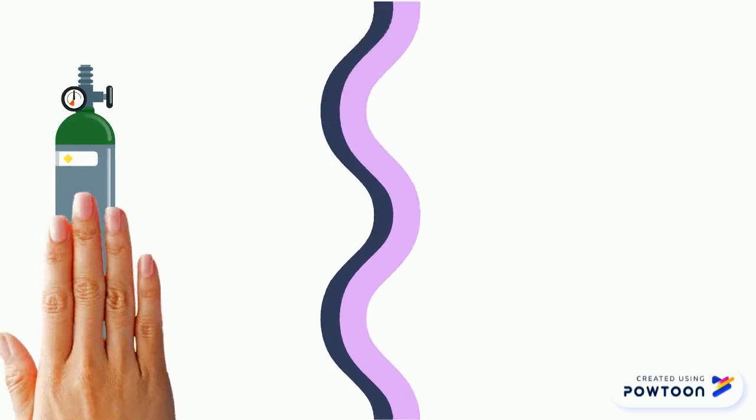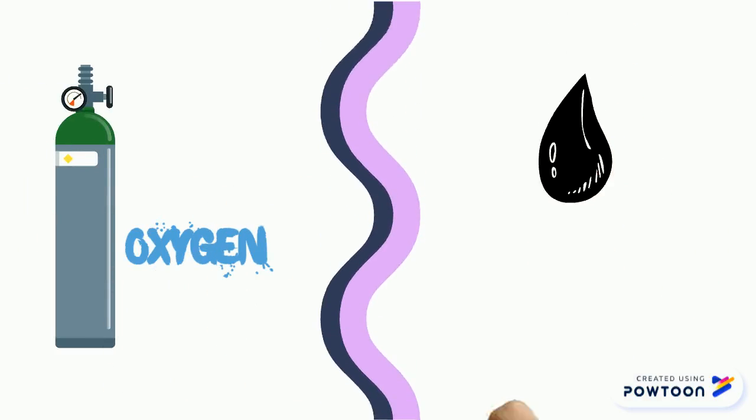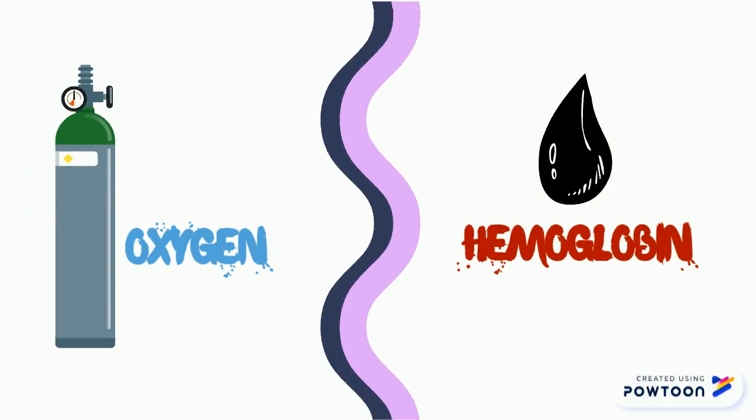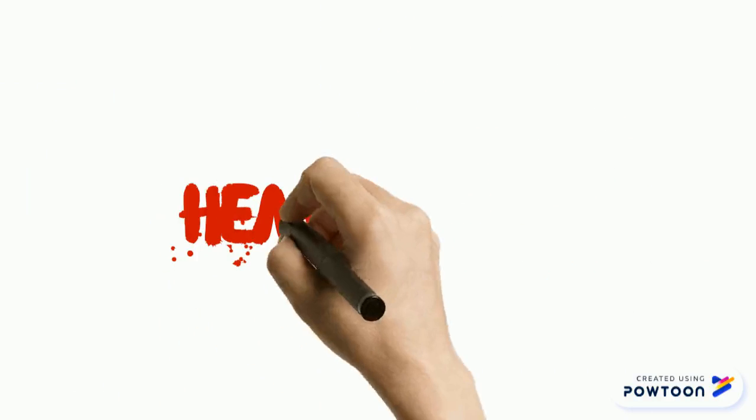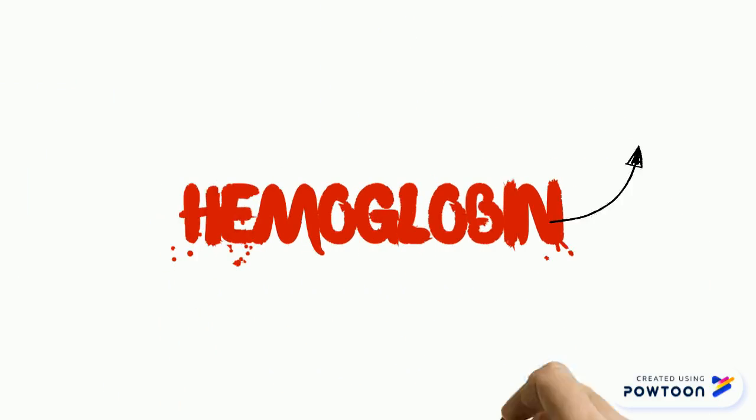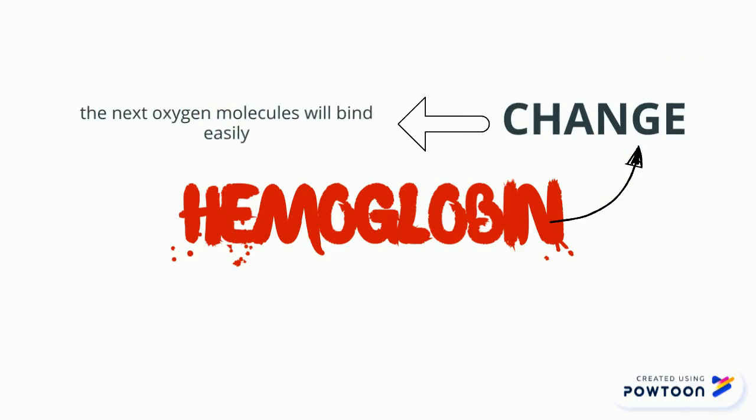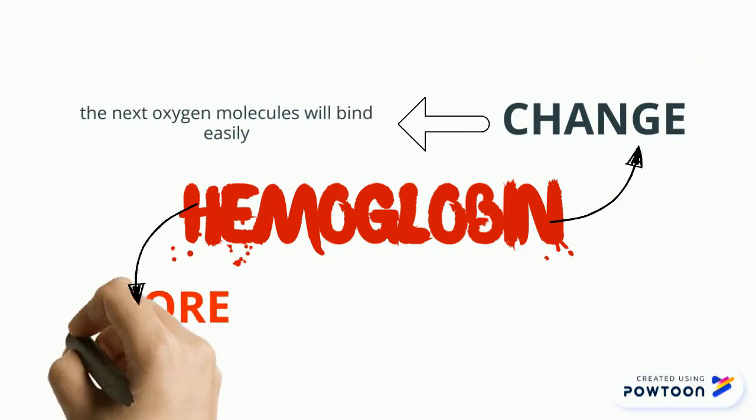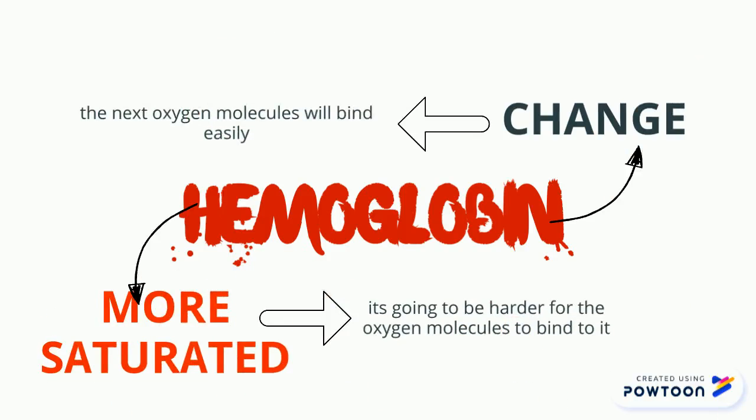At first, it is difficult for oxygen molecules to bind with hemoglobin, but after the first bind, the hemoglobin undergoes a conformational change in shape, which makes it easier for the next oxygen molecules to bind with hemoglobin. But as the hemoglobin becomes more saturated, it's going to be harder for the oxygen molecules to bind.